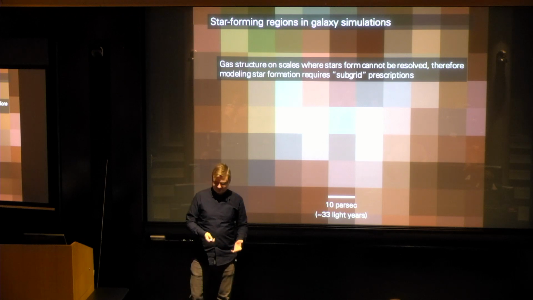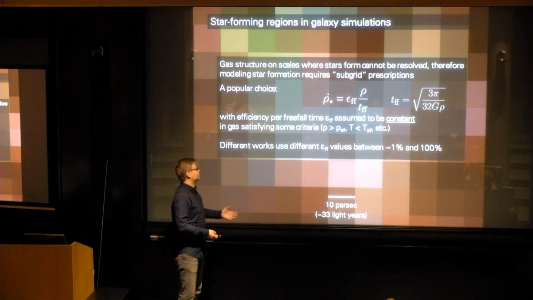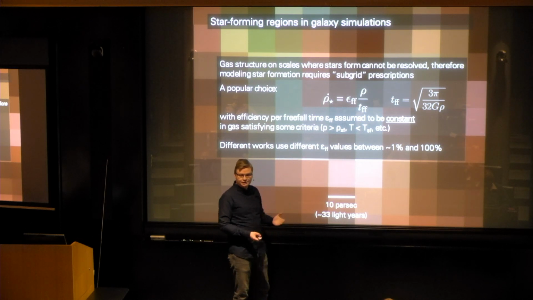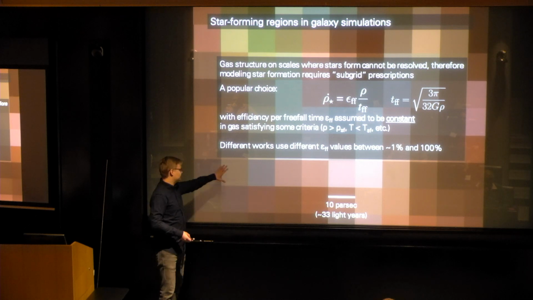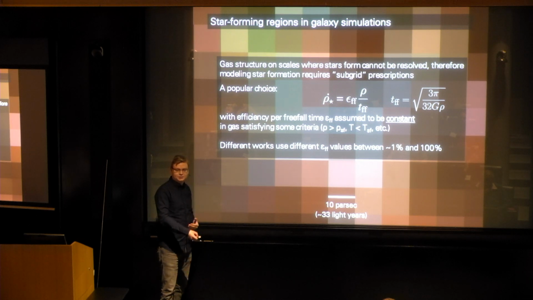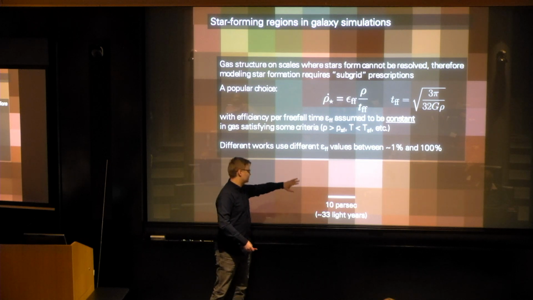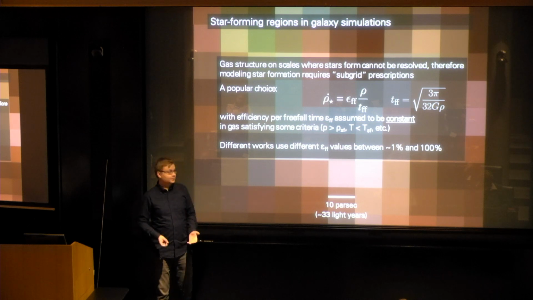resolved properties of gas. One of the very common ways to do this is to parameterize the local star formation rate with the so-called star formation efficiency, which is just a parameter which tells us what fraction of gas mass in each cell is converted into stars in one freefall time. And this freefall time depends on gas density and it's a time scale on which gravitational processes operate.